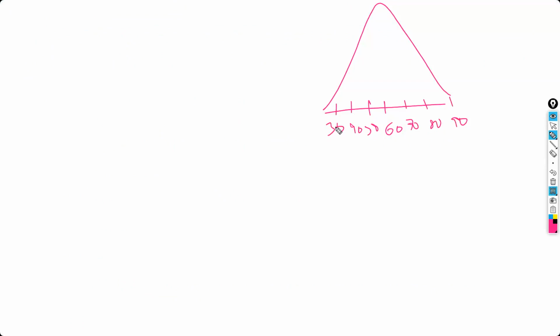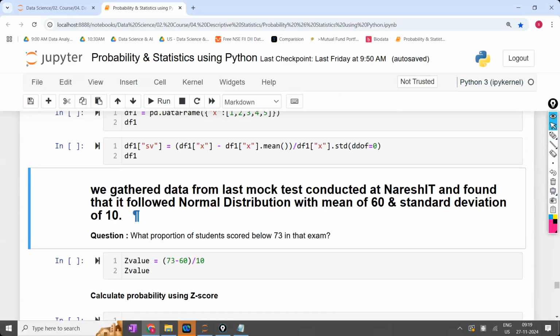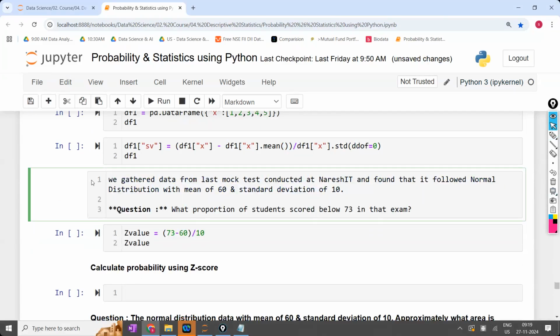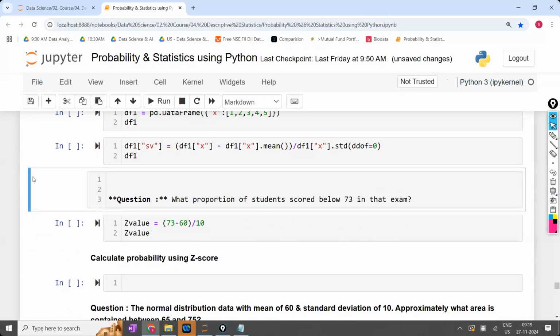Now, based on this data, this is the question. Everyone please take a note of the question. We gathered data from the last mock test conducted at Naresh IT and found it followed a normal distribution with a mean of 60 and a standard deviation of 10. Now we'll have multiple questions based on this. Question 1, question 2, like that.